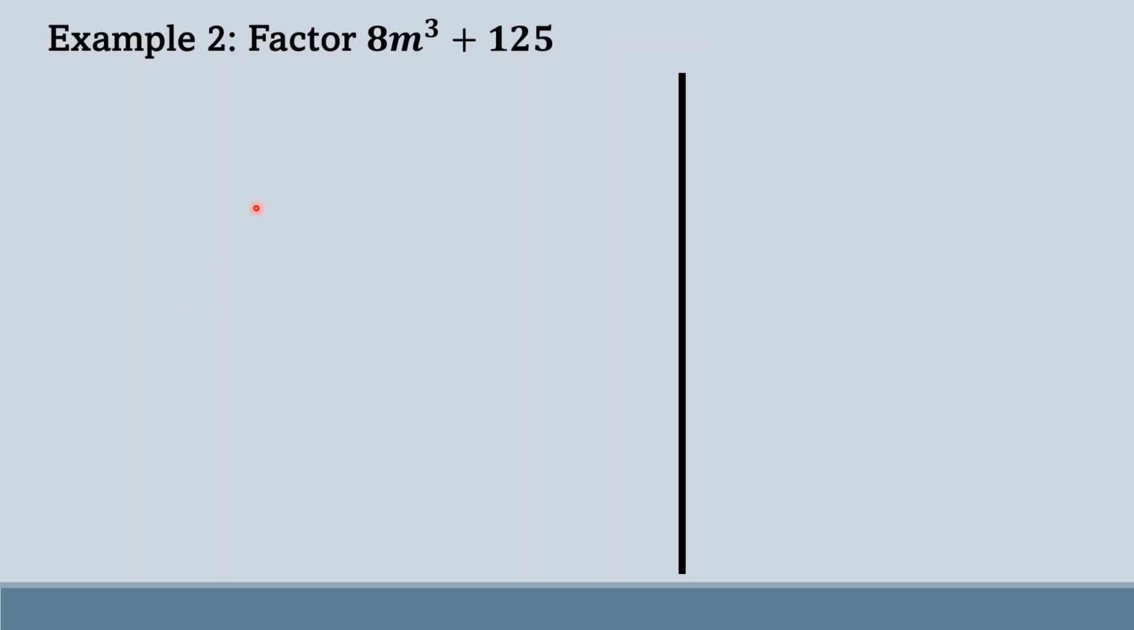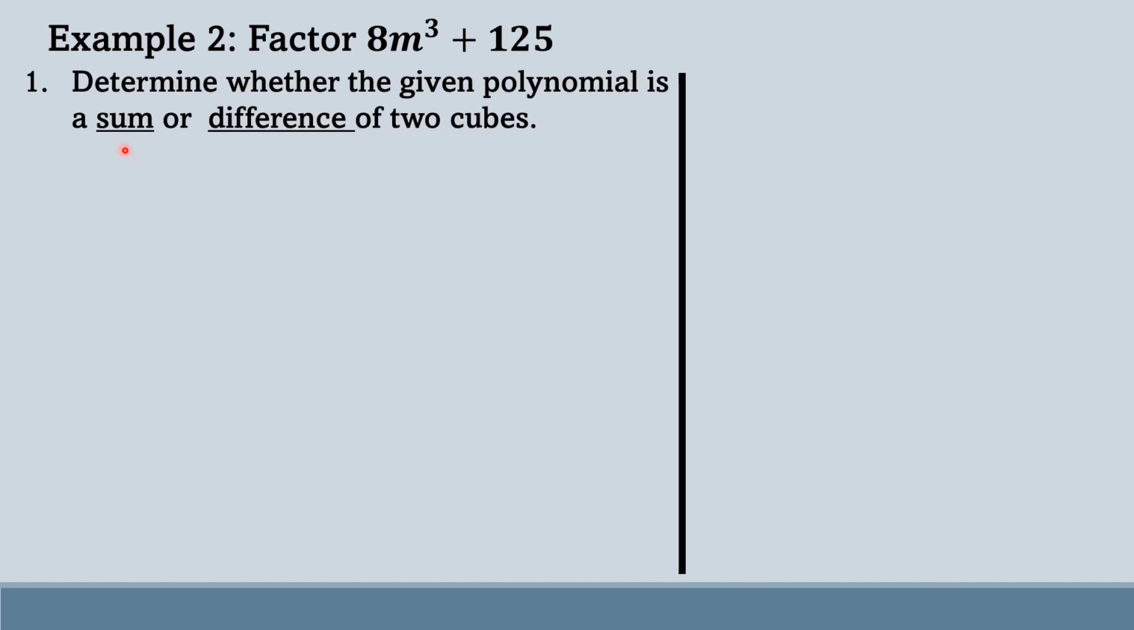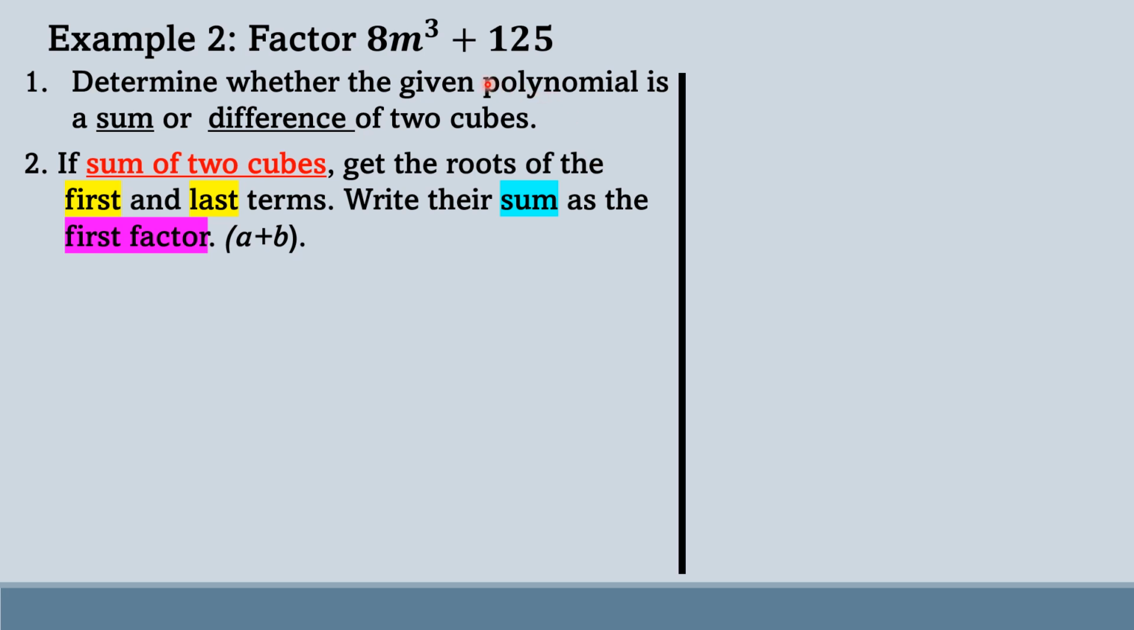Now let us have example number 2. Factor 8m cubed plus 125. Since this is a perfect cube, the next thing that we're going to do is to determine whether the given polynomial is a sum or difference of two cubes. Now, since we have here the plus symbol that separates the two terms, this is a sum of two cubes.